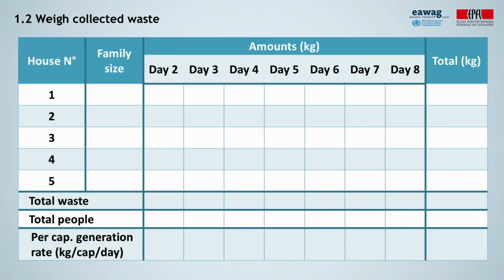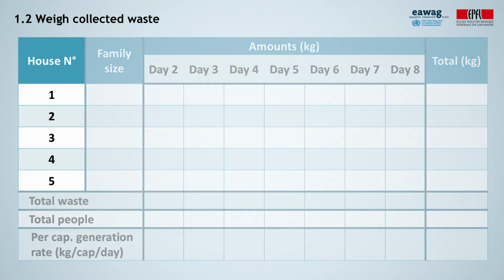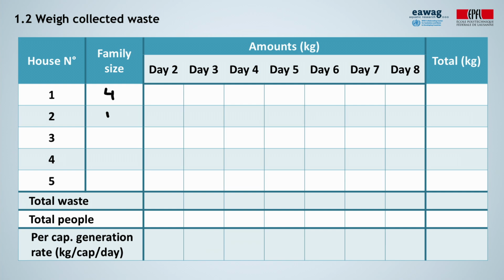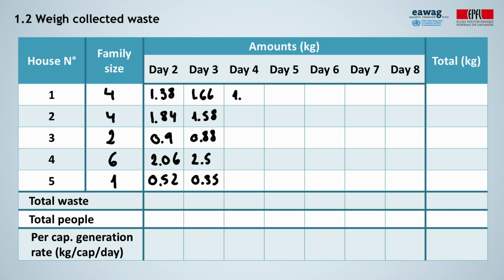Let's look at an example together. Imagine we are measuring the waste of 5 households in Iria. In reality, you need to measure many more households to arrive at statistically significant results, but here, for simplification, we'll limit ourselves to 5. On the first day, we compiled how many people live in each household, so we write it down. On day 2, we record how much waste we've collected from each household. Remember that the waste from day 1 was discarded. Day after day, we repeat this procedure until the table is filled.